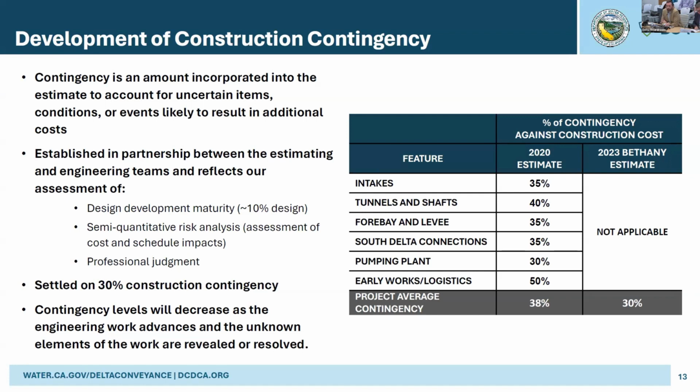As you can see on the table, that approach is not even applicable at this point because we've done a much more rigorous, really bottoms-up analysis of the risk and contingency. And at this point, it isn't even entirely appropriate to look at it feature by feature. It's really something that we look at more comprehensively across the program.